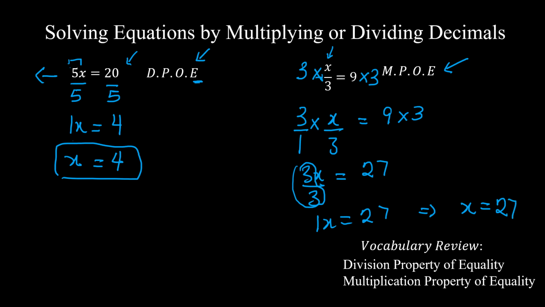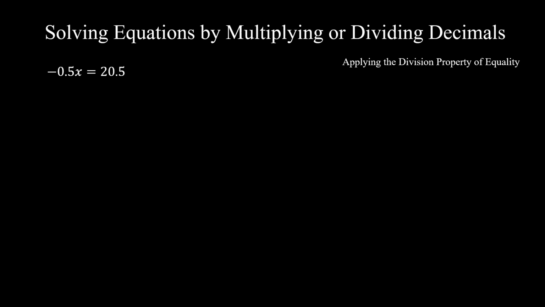Okay, so we're going to apply this and we're going to use it. First, we're going to focus on the division property of equality. So let's go to our first example that has decimals. We have negative 0.5x is equal to 20.5. Again here, negative 0.5 is multiplying x. So we need to apply the division property of equality by dividing negative 0.5 on both sides. To isolate x, I need to divide both sides by negative 0.5.